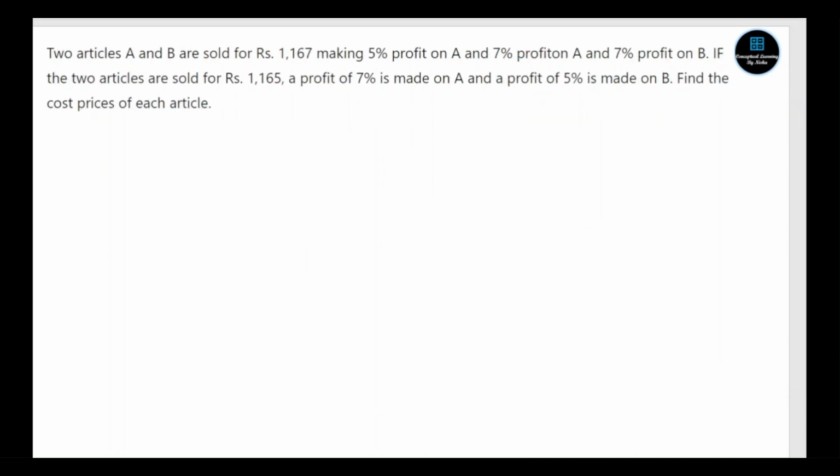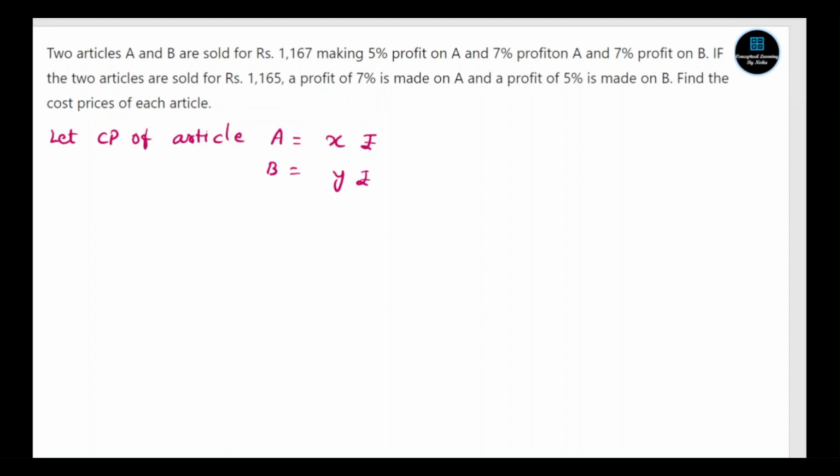Now here is a very important question, very interesting also. So two articles are there, they are sold for different prices, making different amounts of profit, and we have to find the cost price of those. So now let the cost price CP of article A equal x rupees and that of article B equal y rupees.